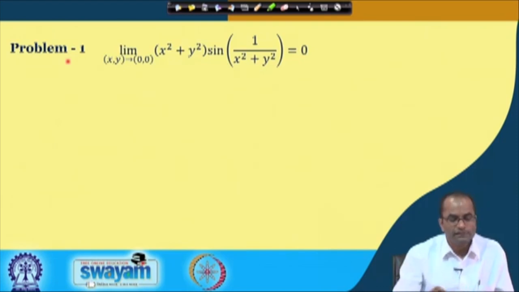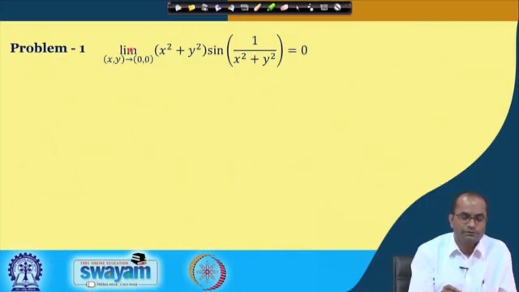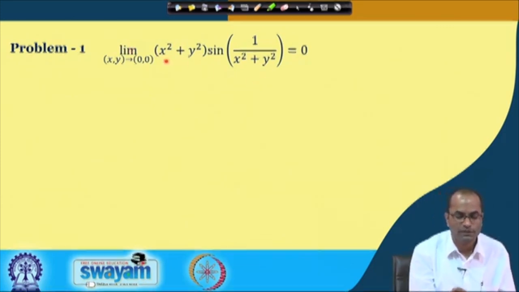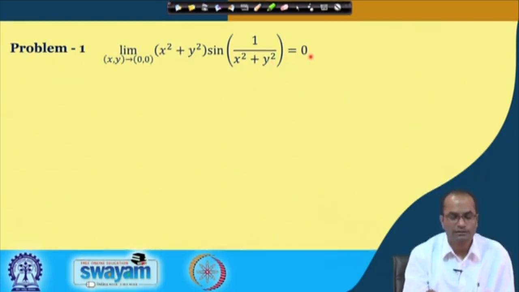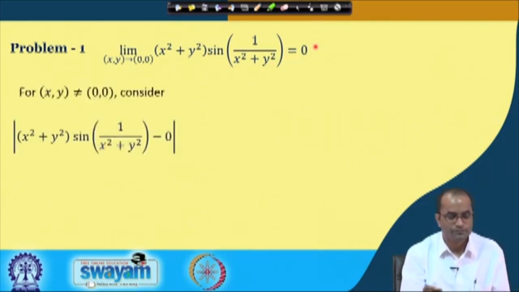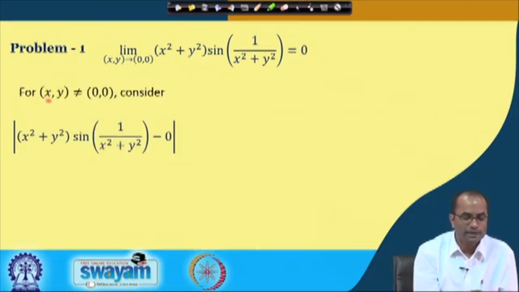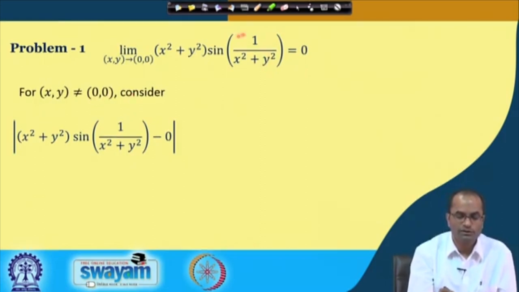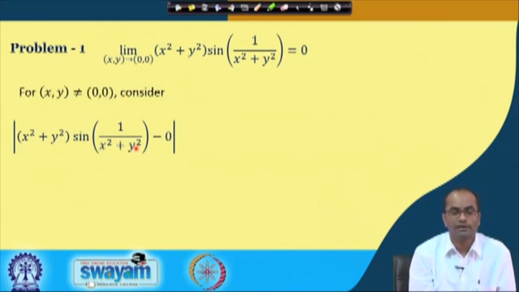L. So, if we take this problem now from this function of two variables, (x square plus y square) times sin of 1 over (x square plus y square), this limit is 0. We want to prove that this limit is 0 using the epsilon delta approach. So, how do we proceed? Now, for (x, y) not equal to (0, 0), because at (0, 0) this function is not defined, we consider this difference of the function, which is (x square plus y square) sin of 1 over (x square plus y square), less than the limiting value, which is 0.